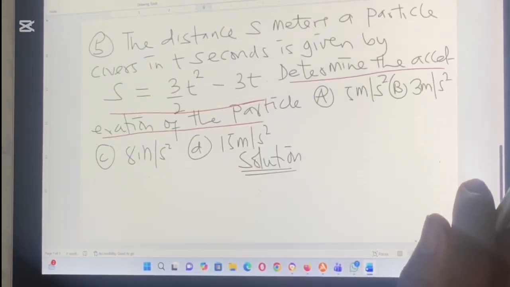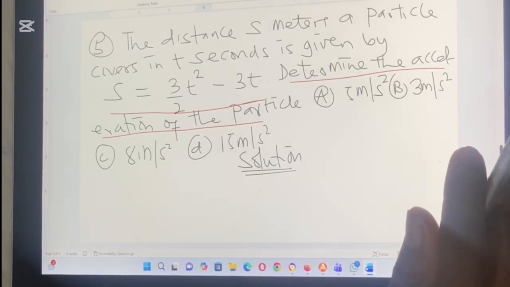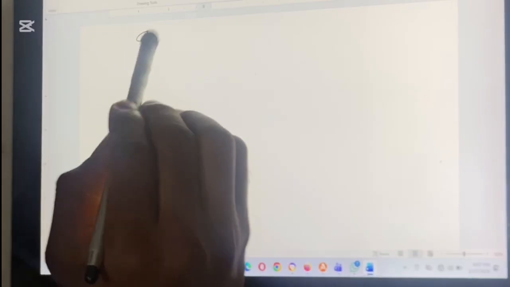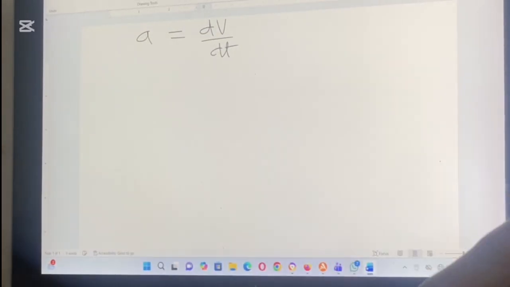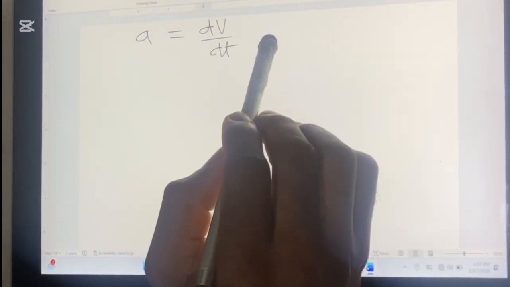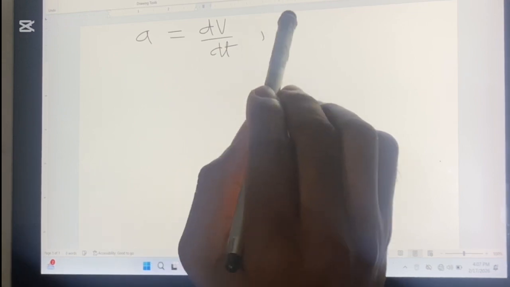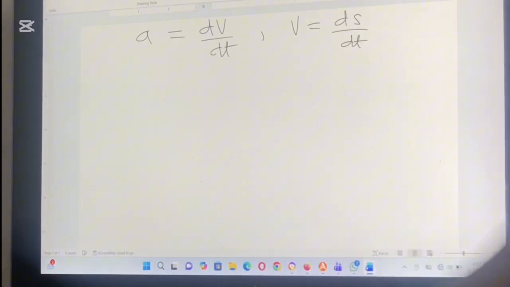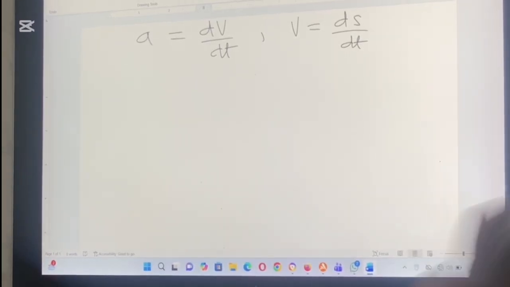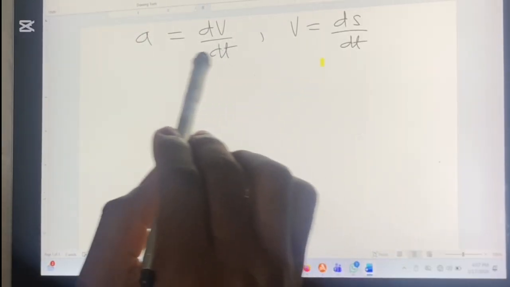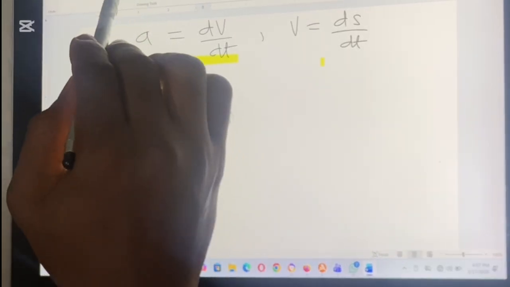So let's solve for the acceleration here. Our acceleration, that is instantaneous acceleration A, is equal to dv over dt. So I have to calculate for velocity. So how do we calculate for velocity? Instantaneous velocity is equal to ds over dt. Please take note. So let's find instantaneous velocity before we calculate for instantaneous acceleration.